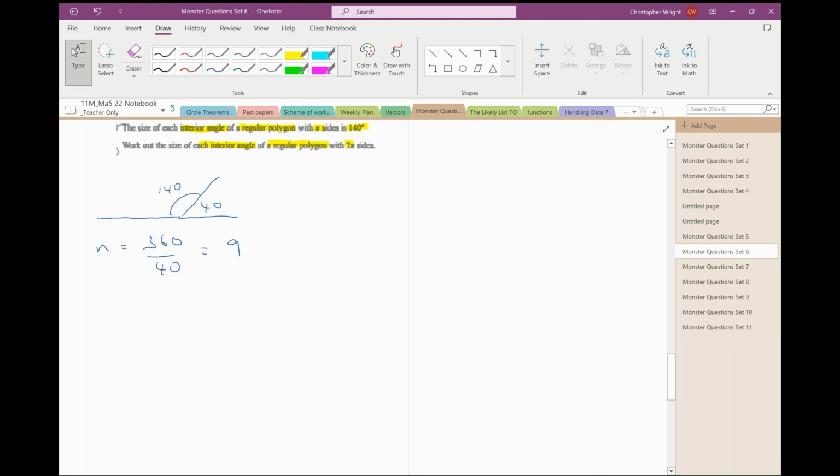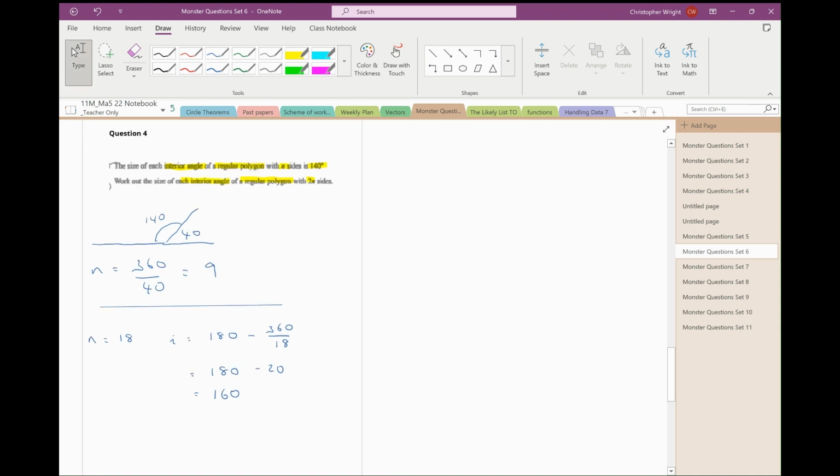Right, now let's have a think about the second regular polygon in the question. It's got 2n sides, so its number of sides is going to be 18. We're asked to find its interior angle. Well, that's going to be 180 minus the exterior angle, which is going to be 360 divided by 18. So that's 180 minus 20. So this polygon's interior angle is 160 degrees.